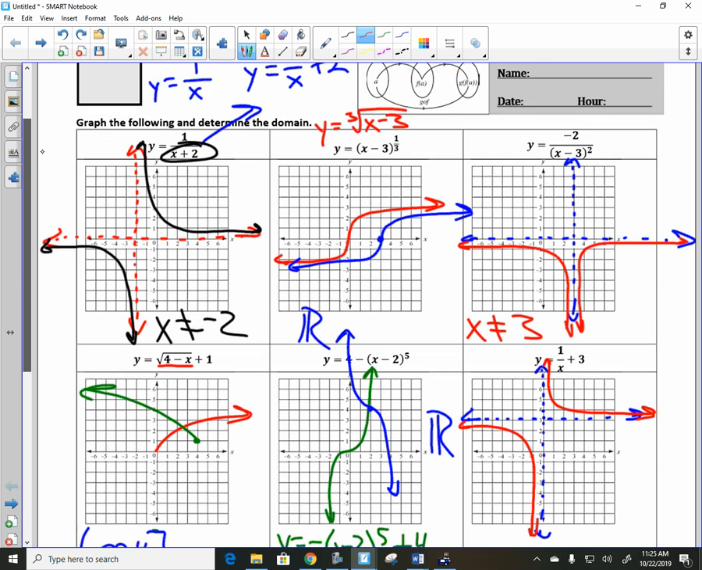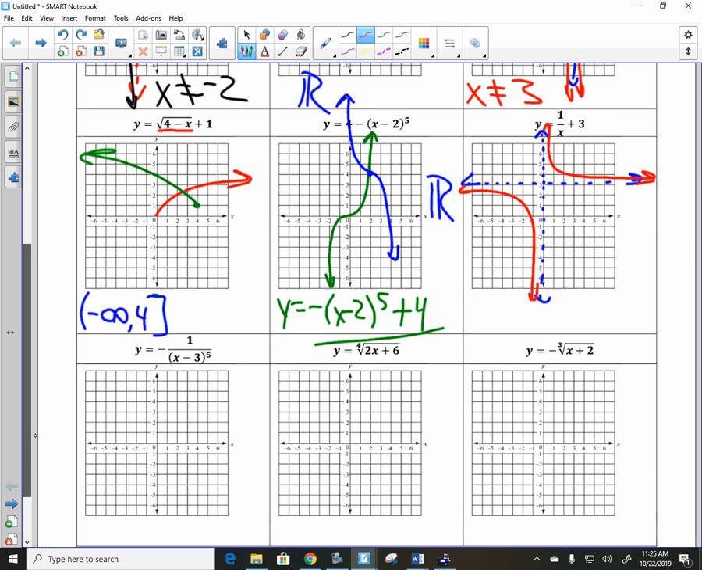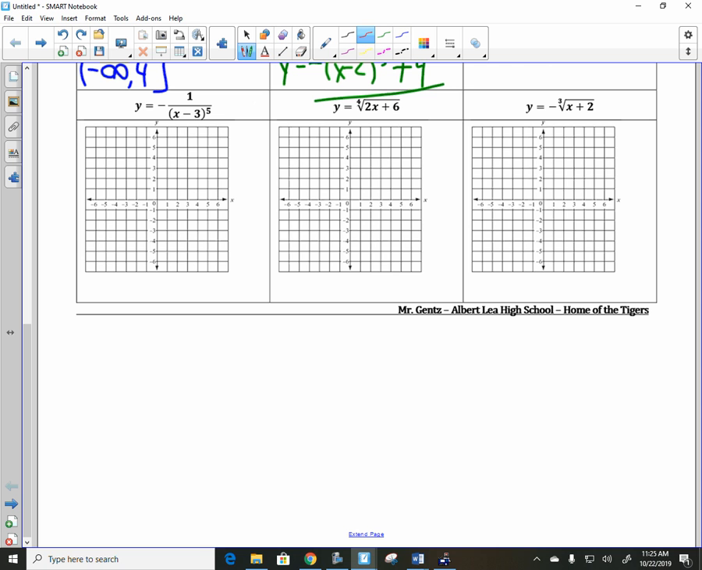So see how it's an odd degree? If it's odd degree, they're going to be in opposite quadrants. If they are even degree, they're going to be in adjacent quadrants. We know that they're going to be in opposite quadrants. The x minus 3 is going to move it 3 to the right, but notice it also has a negative. So that will flip it. So instead of being in the bottom and then the top, it will be in the top and then the bottom. x cannot be 3.